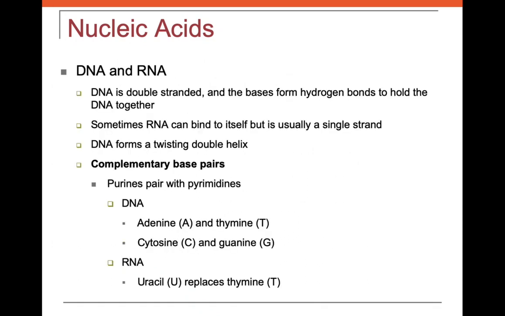Okay, DNA and RNA. DNA, again, is double-stranded, and the bases form hydrogen bonds to hold the DNA together. Sometimes the RNA can bind itself, but it's usually a single strand. So DNA is going to be twisting. It's going to be forming what's called this double helix. It's going to have these complementary pairs.